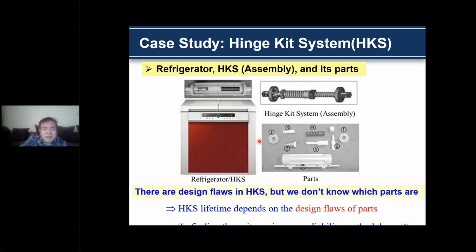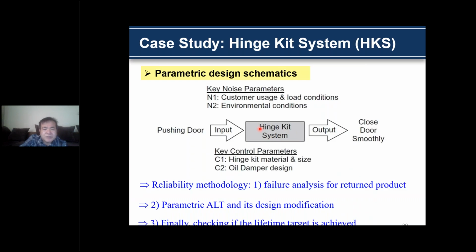This is a parameter design schematic. Hinge kit system is the closed door and it's smoothly. We don't know how to use the custom use condition and the environment condition. And the engineer should be each part optimally. Reliable methodology consists of 3 parts: failure analysis return product, parameter art design and modification, finally, checking the life target achieved.